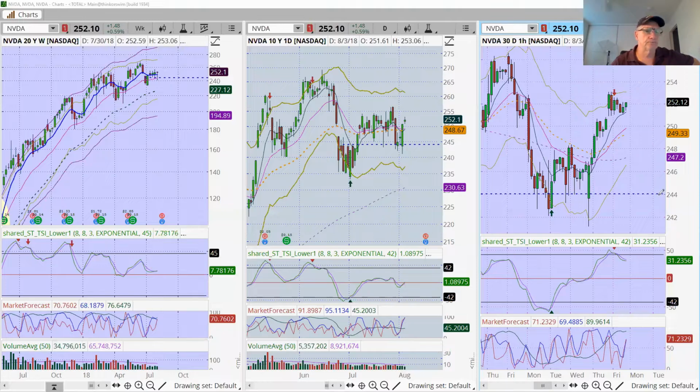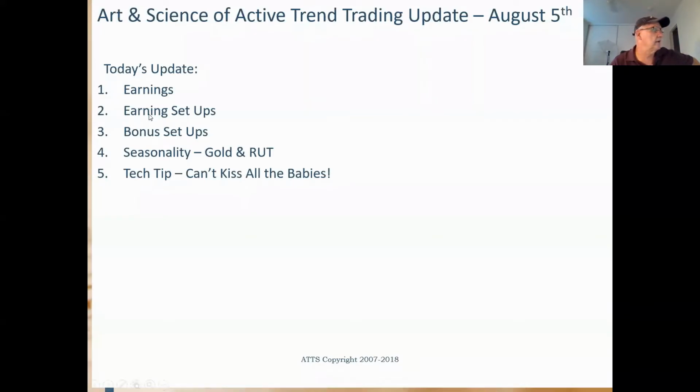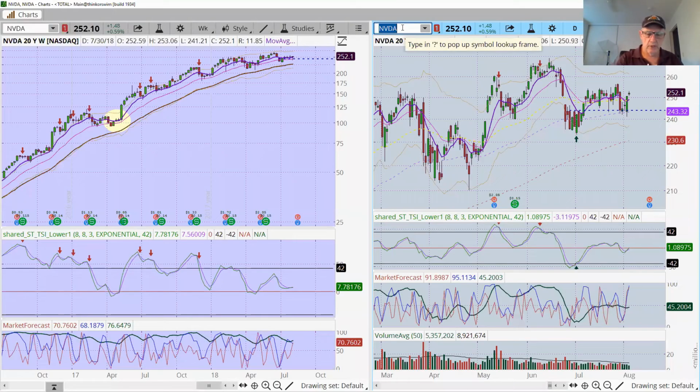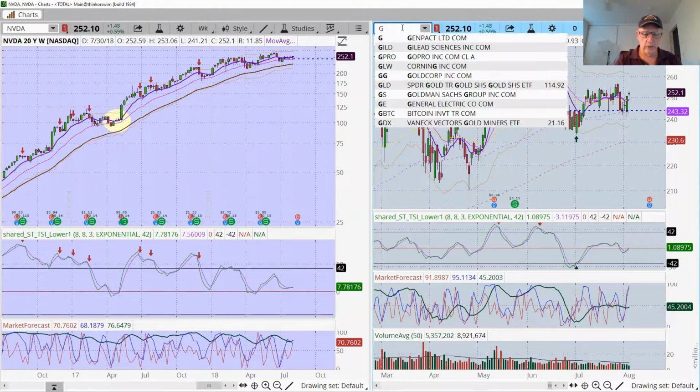Let's say the next, just real quick, what we're looking at now is bonus setups. I will come back to that. And let's talk about bonus setups right now. Bonus setups, and then we'll get into seasonality and the can't kiss all the babies. Bonus setups. The only one that I'm looking at right now for a potential bonus setup that I would share with everybody is GRUB.